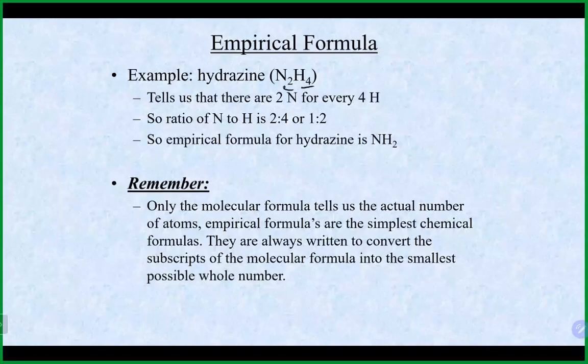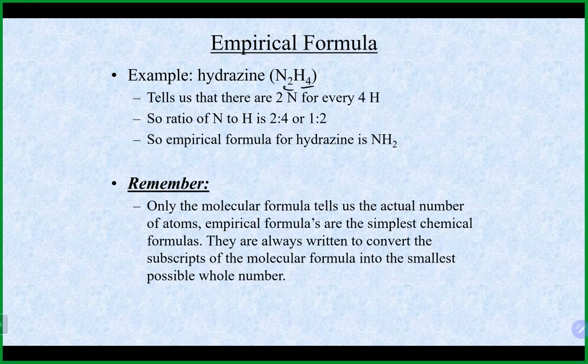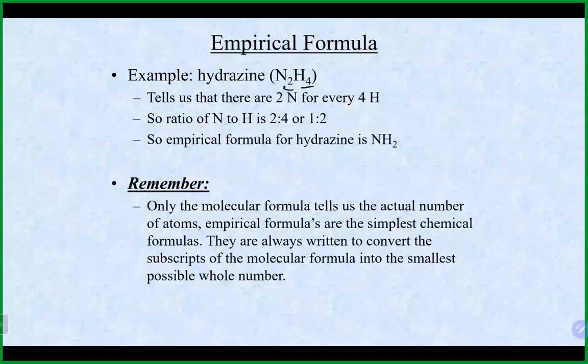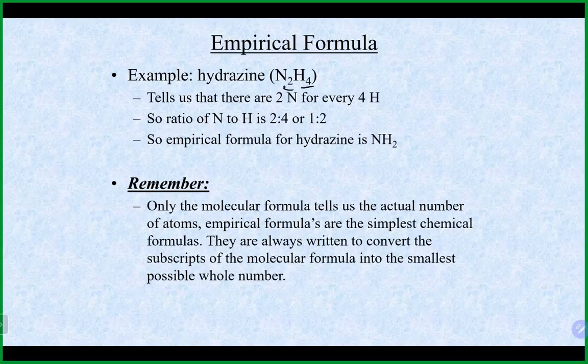Again, only the molecular formula tells us the actual number of atoms. The empirical formula is that simplest chemical formula. They're always written to convert the subscripts of the molecular formula into the smallest whole numbers. A lot of times in the lab, if you're doing an experiment, it is sometimes easy to figure out the empirical formula by simply taking differences in mass, and you could calculate the empirical formula pretty easily in the lab.